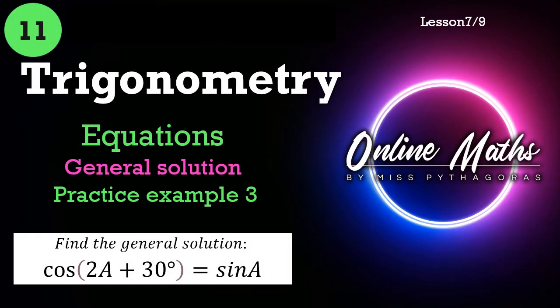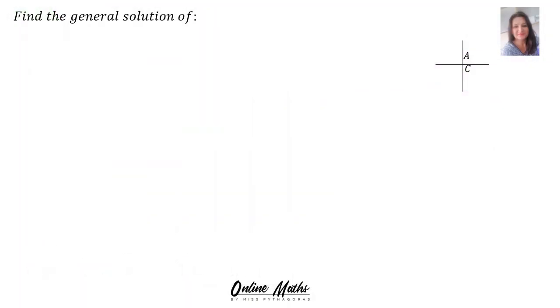Hello everybody, in this lesson I will discuss a practice example on trig equations general solution. Find the general solution of cos(2a + 30 degrees) = sin a. Now you will look at this and think, what is going on here? There's no numbers, the angles aren't the same, how can I solve this?